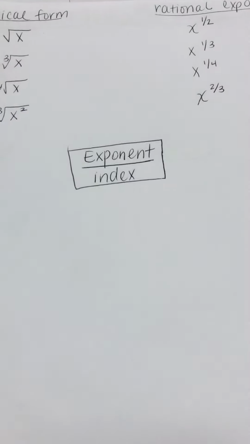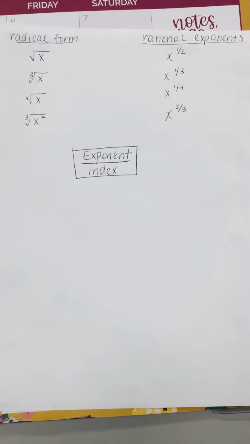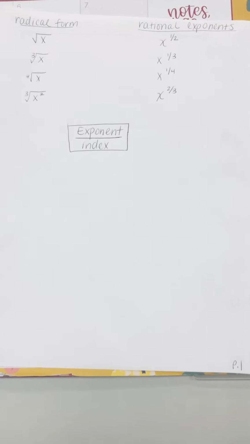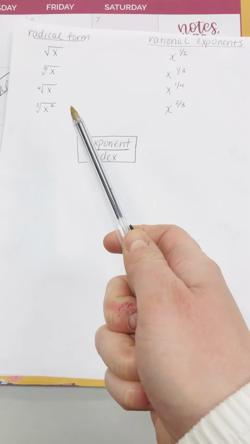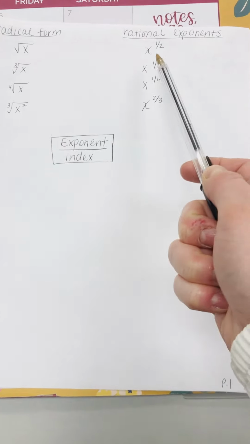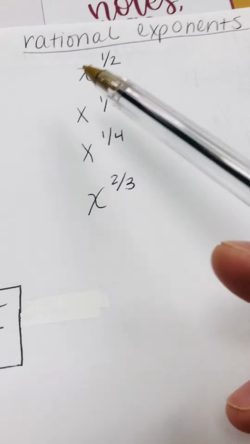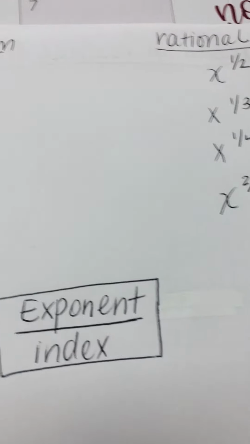Okay, so today we're gonna be doing radical form versus rational exponents, okay? I'm gonna try to focus here. All right, so here is radical form, right? All radicals. Rational exponents means exponents that could be whole numbers or fractions. Rational meaning that they are rational, fractions.